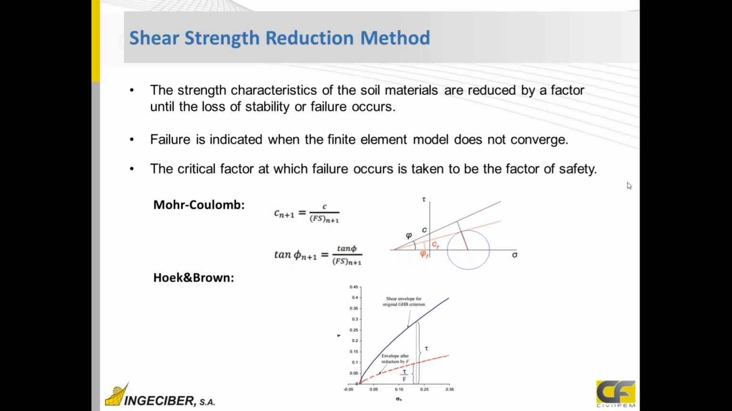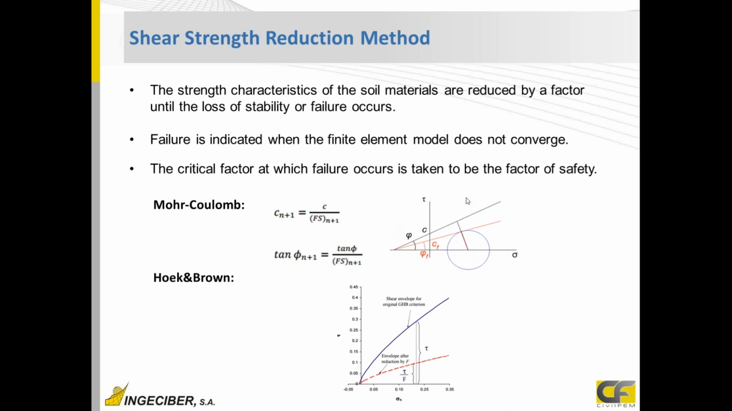One of the applications of these nonlinear material models is for slope instability: the shear strength reduction method. This method is based on the soil. For the soil materials, the properties are reduced by a factor until the loss of stability. The material strength depends on the material model. Different parameters are reduced by this factor until the failure happens. This failure corresponds to the non-converging material model.